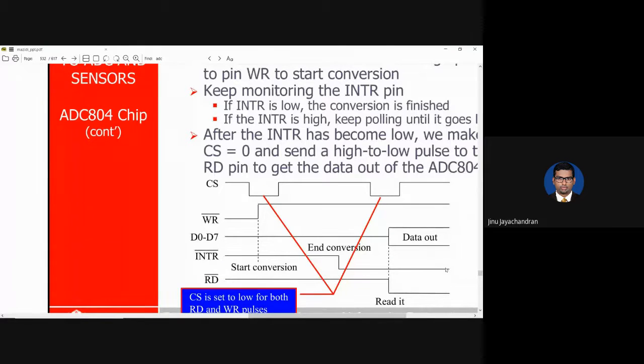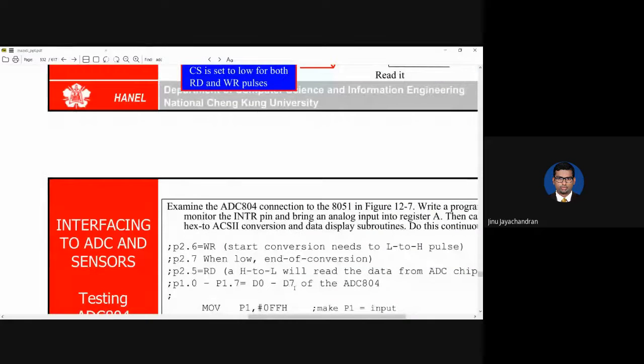Now the controller will make the read pin high to low to read the data. So the controller will get an interrupt, if it is connected to the INTR pin, from high to low, saying that the conversion has ended. So in your program, you will make the chip select low and make the read pin also low, so that the ADC will give you the data to your input pins of the controller. Let's see the complete diagram.